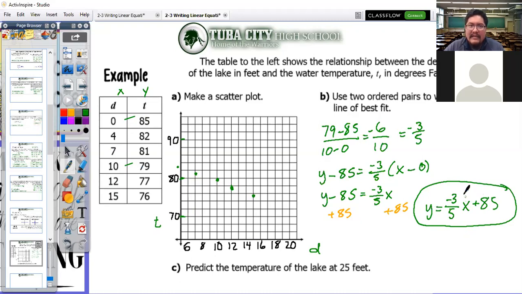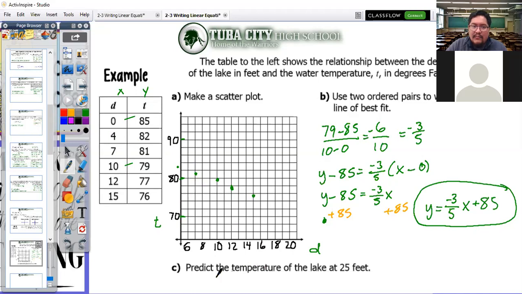Okay, so maybe we don't have a way of measuring the water 25 feet down. Okay, so 25 would be about, let's see, from here to there is 15, so it'd be about right there. So looking at our graph, which again, our graph does not have all of those numbers, it could be anywhere from about 65 to under 70 degrees is probably my guess.